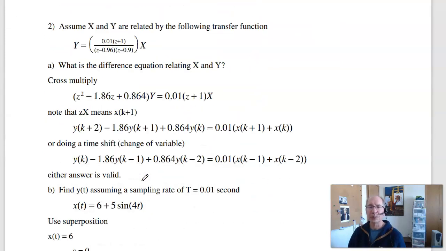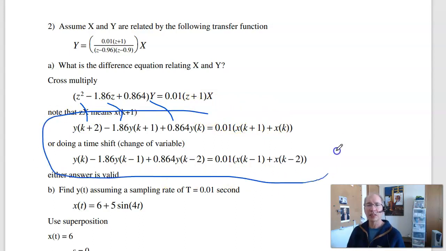That's in the S-plane. In the Z-plane, pretty much the same answer. In the Z-plane, this is a difference equation. Multiply it all out, and what that means is the next value of y, or y 2 samples in the future, plus 1.8 times y, one sample in the future, plus the current value of y, is equal to 0.01 times the next value of x plus the current value of x. So this is a perfectly valid difference equation.